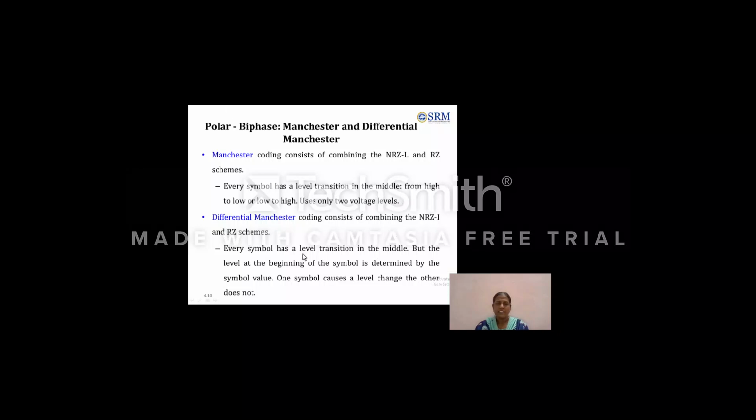Coming to the next technique, which is called differential Manchester encoding. It is a combination of non-return to 0 I, which stands for inversion, and the return to 0 scheme. Every symbol will have a level transition in the middle, but the level at the beginning of the symbol is determined by the symbol value. One symbol will cause a level change, the other will not. So we will see how it can be represented.